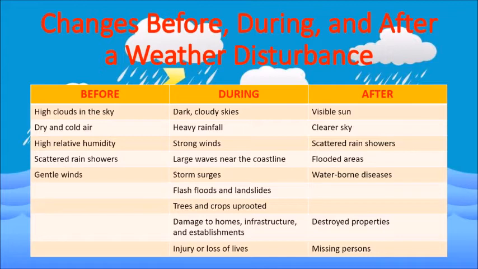Next, we have before the weather disturbance, dry and cold air. During the weather disturbance, heavy rainfall. After the weather disturbance, clearer sky. High relative humidity before, during strong winds, of course, and after scattered rain showers.